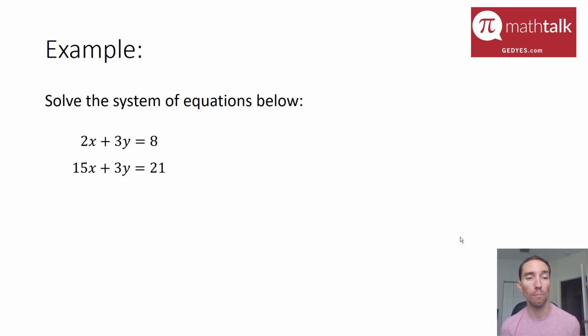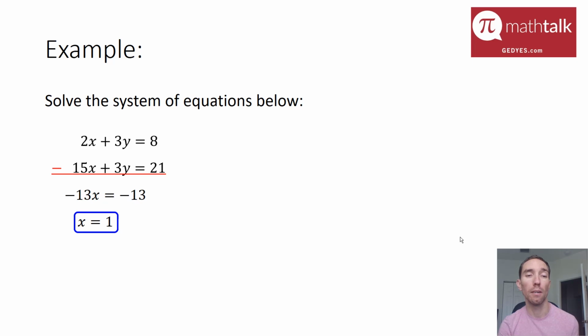So because they're both positive 3, I can go ahead and actually subtract these two equations. And when I do that, what happens is 2x minus 15x is negative 13x. 3y minus 3y is just nothing, it goes away. And 8 minus 21 is negative 13. So now I have a one-step equation. I can just divide both sides by negative 13 and I get x equals 1. So I have one of my solutions, x equals 1.